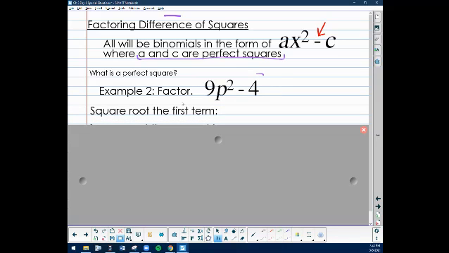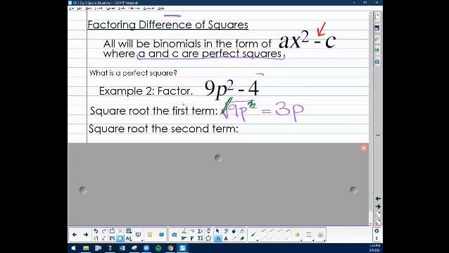So the first step is to square root the first term. So the square root of 9p squared. The square root of 9 is 3. And then remember, the square root and the square will cancel each other out, leaving me with just p. So the square root of the first term is 3p.